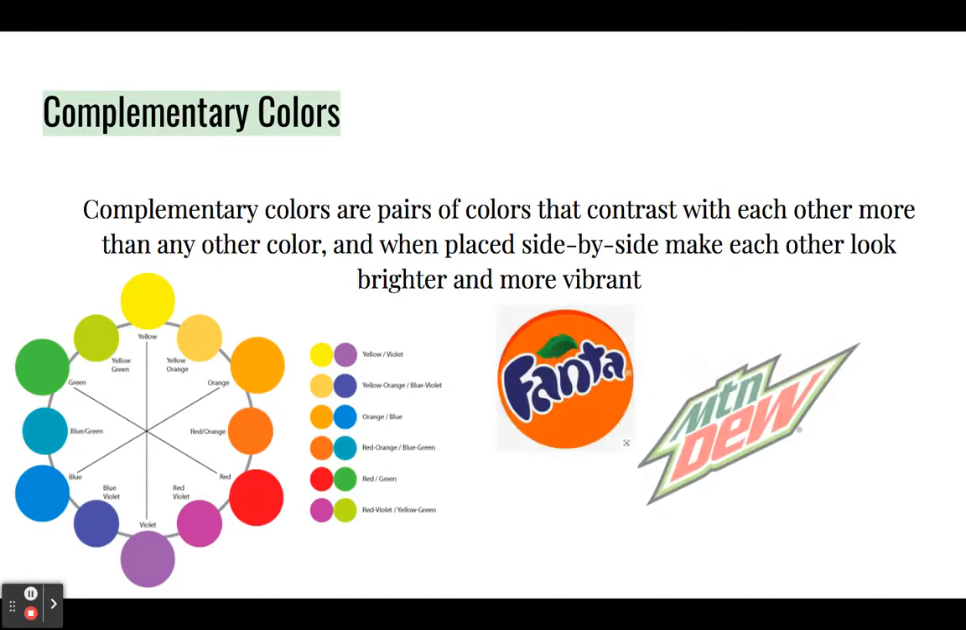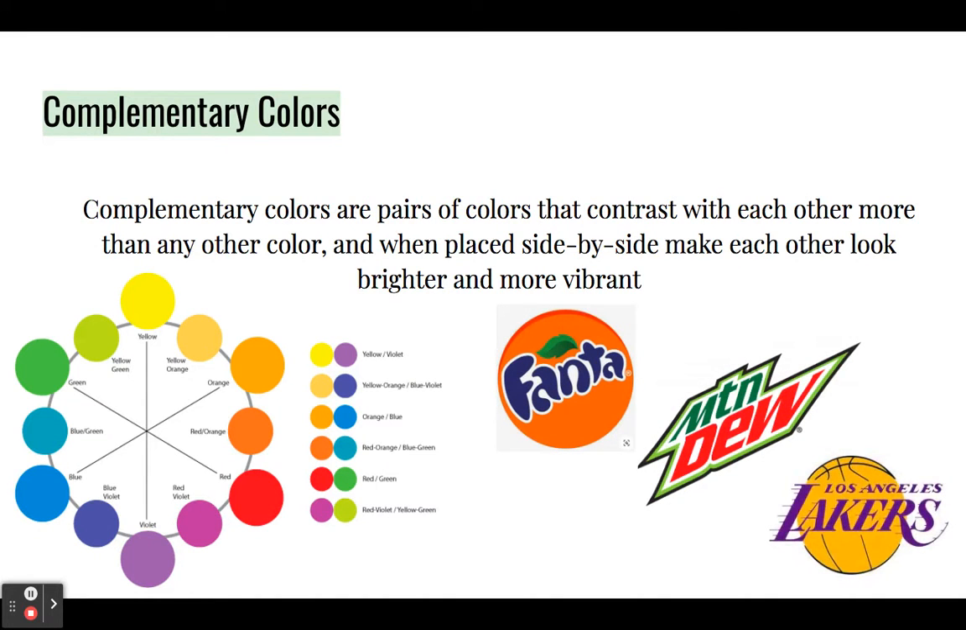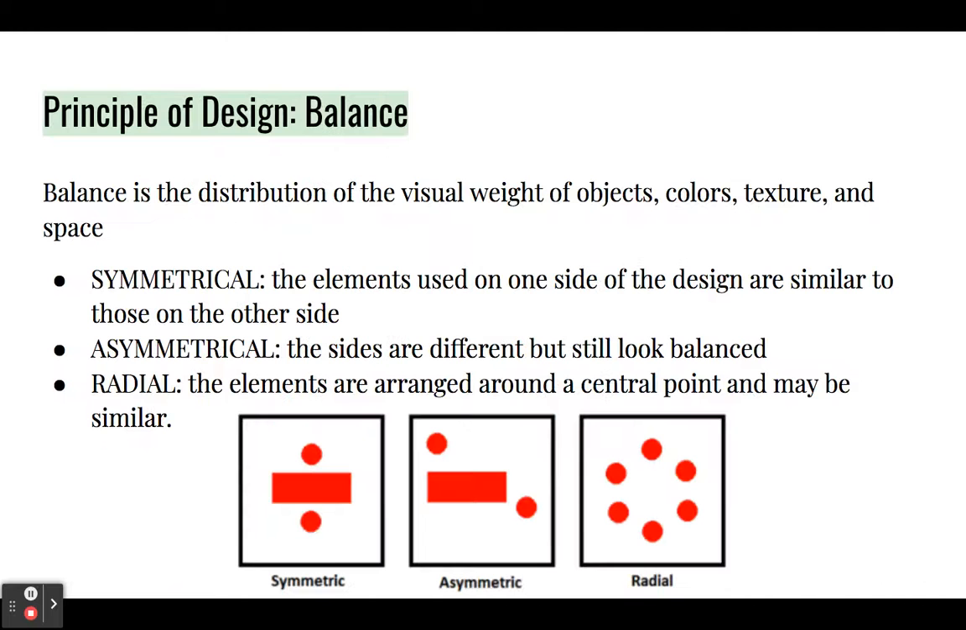Some things that we see complementary colors in are famous logos or even sports teams. So as you can see here, Fanta, Mountain Dew and the Los Angeles Lakers, they all use complementary colors. The reason why they do this is because they want their art or their advertising logo to look brighter and to look more vibrant. So this catches the eye of the viewer.